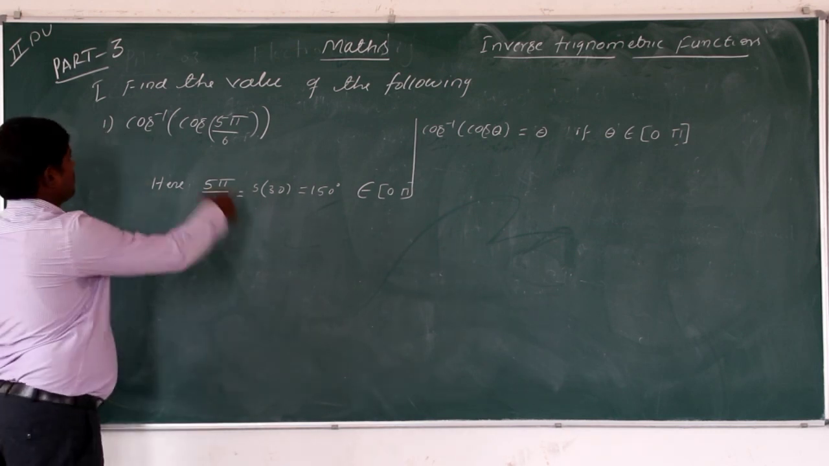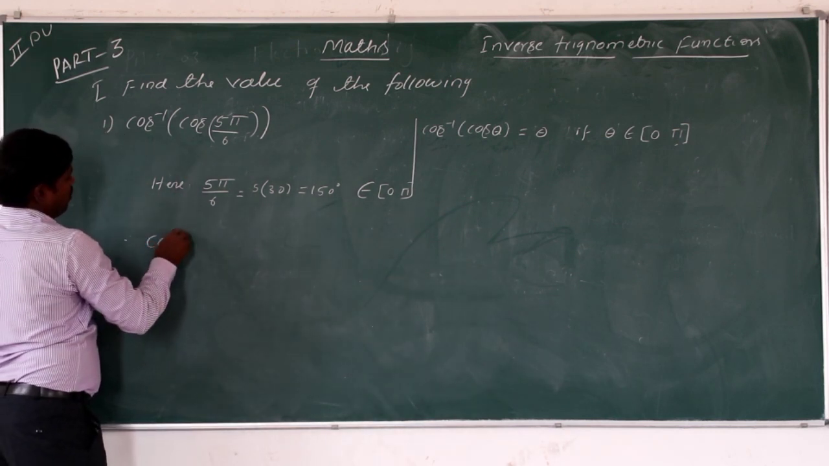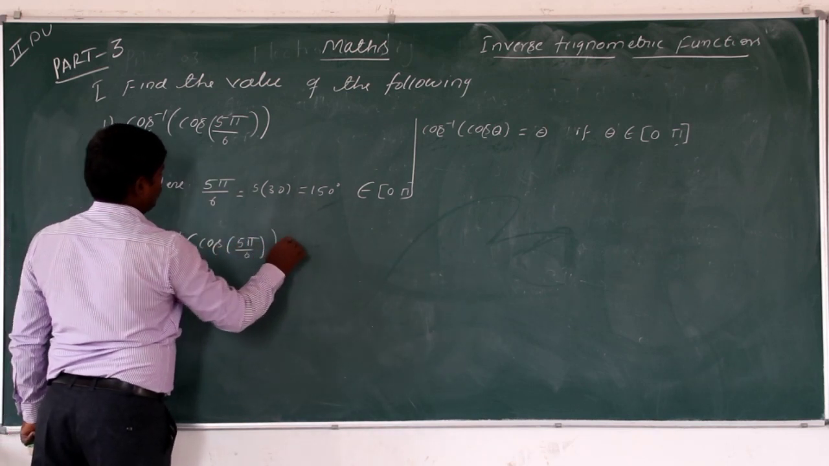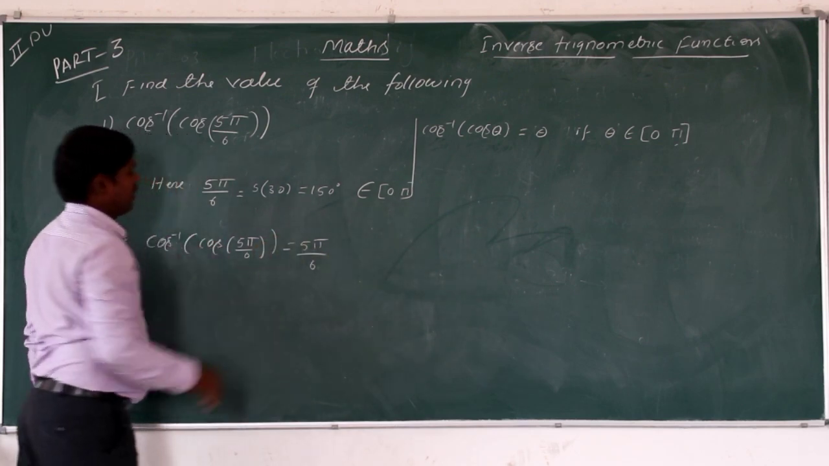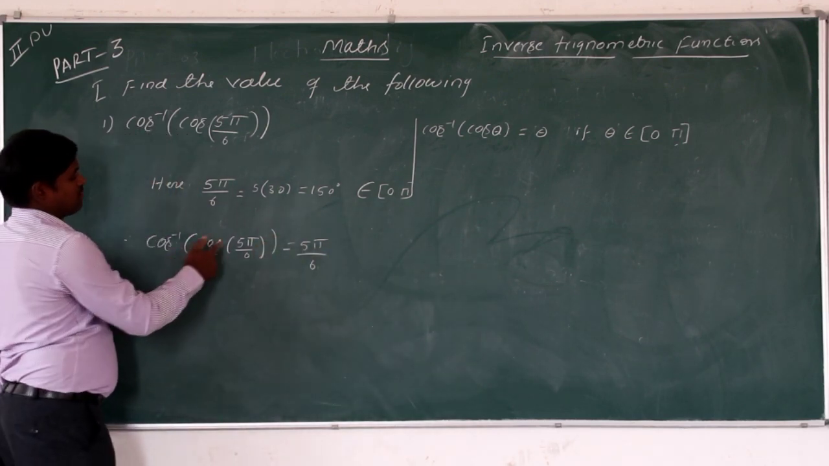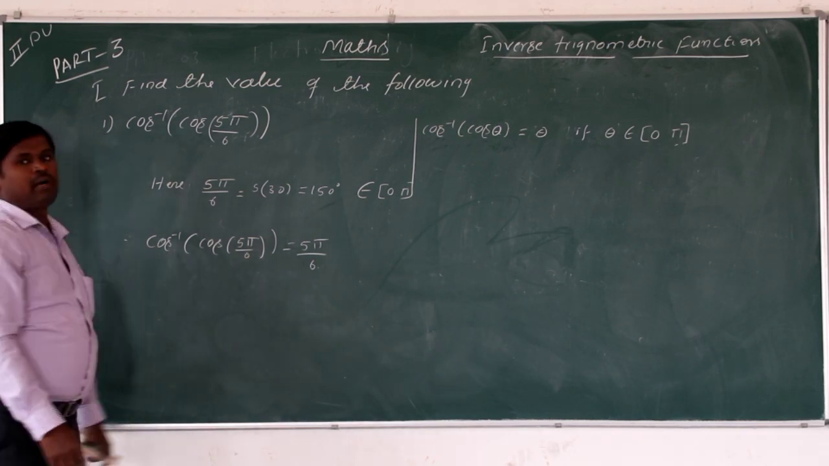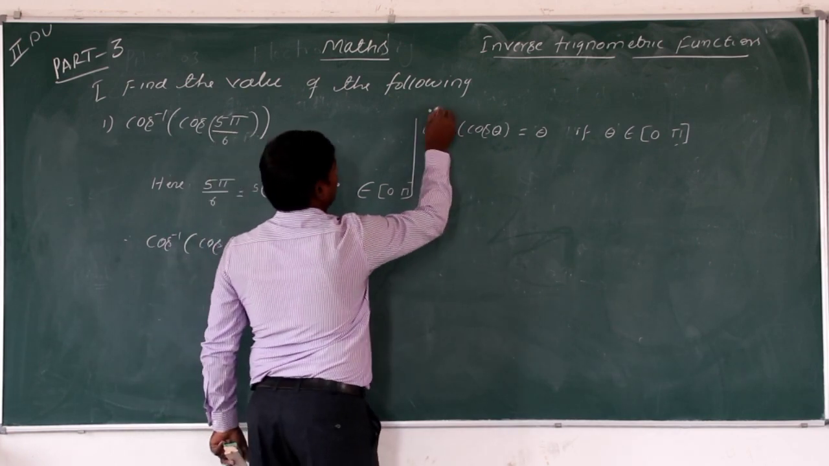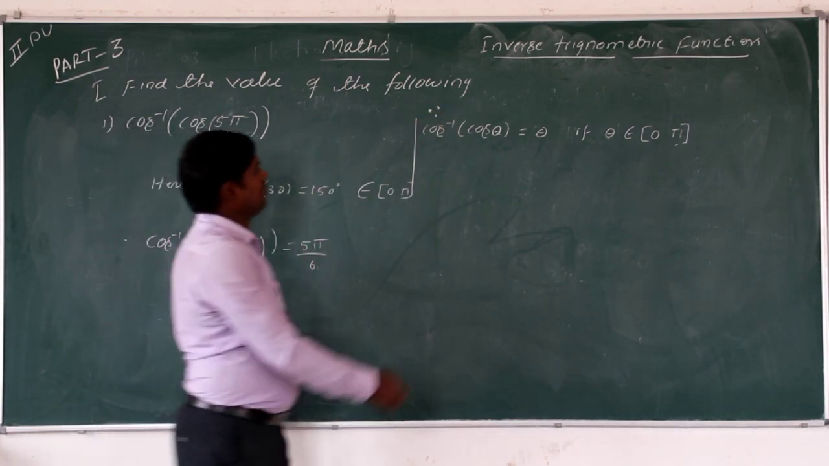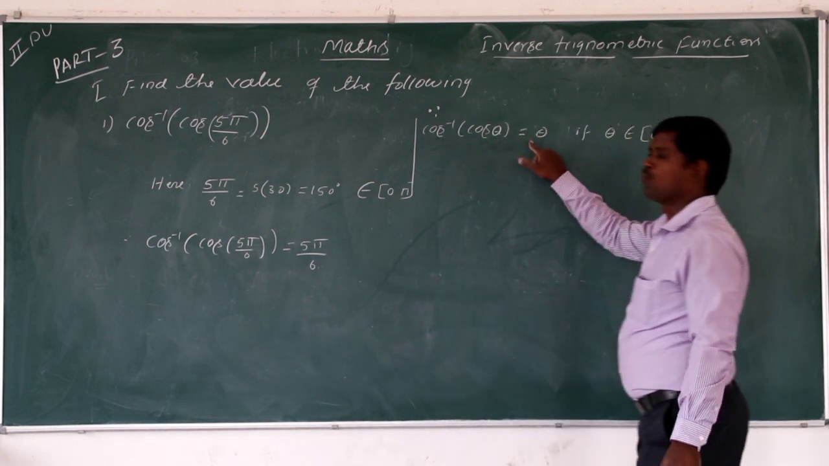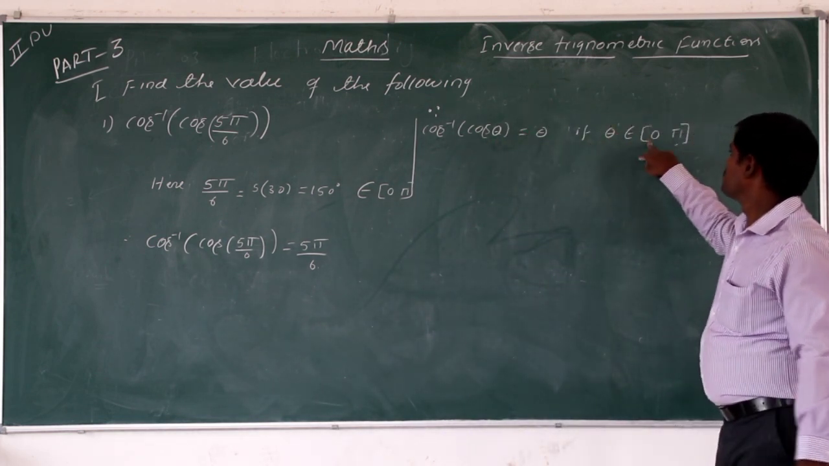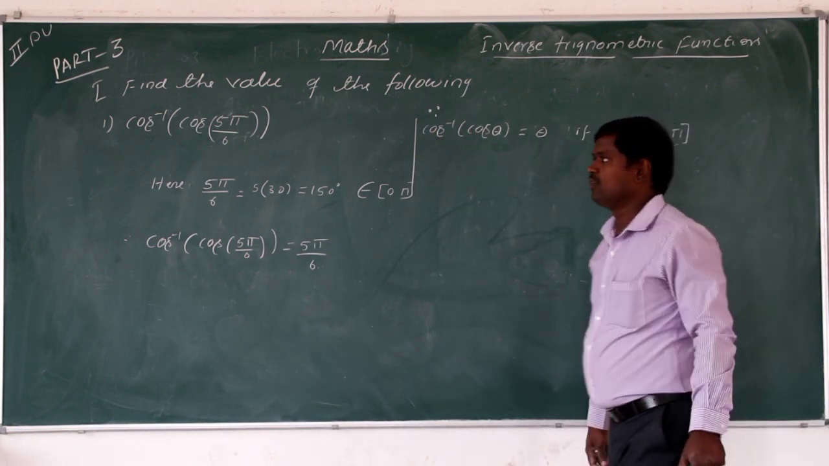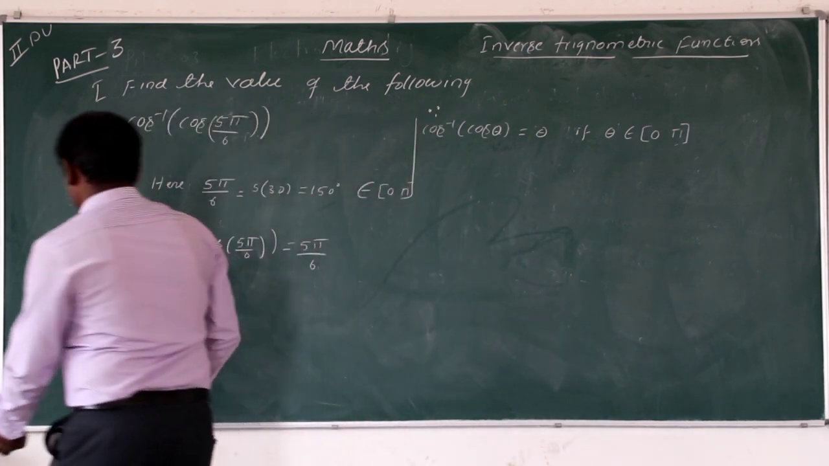Therefore the value of cos inverse of cos 5 pi by 6 is equal to 5 pi by 6. We directly write it this way because the value of theta lies between 0 to pi, so with the property, cos inverse of cos theta is equal to theta. Right. Next, the second one.